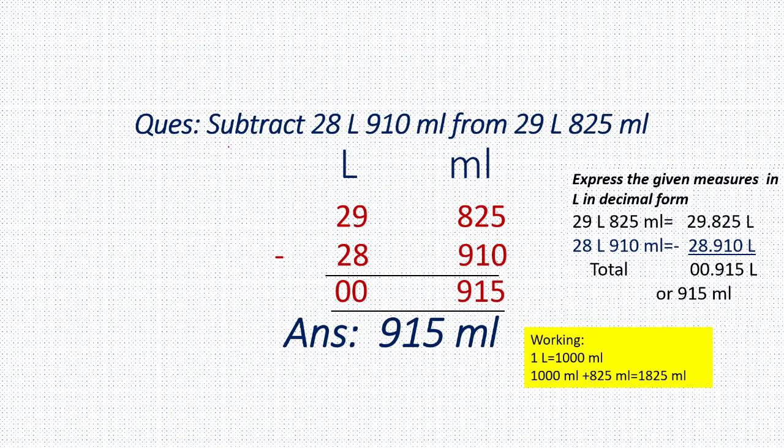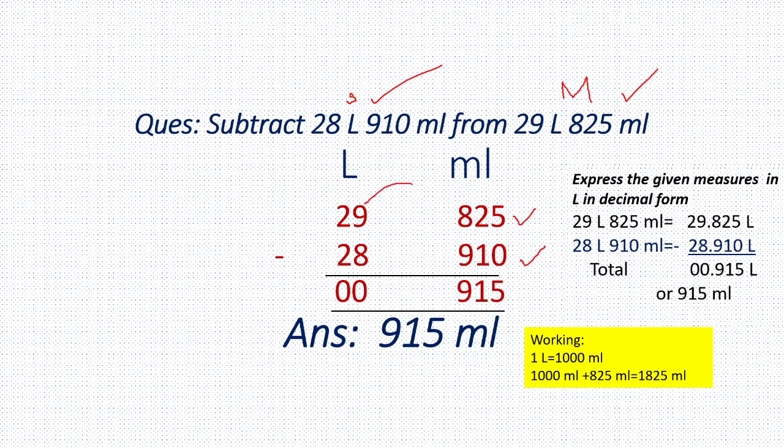Look here children, your question is subtract 28 liter 910 milliliter from 29 liter 825 milliliter. So 29 liter 825 milliliter is your minuend and this one is your subtrahend. Your first step is to write the units. So I have written liter and milliliter over here. After that I have written the bigger capacity, and after that I have written 28 liter 910 milliliter. Now we have to do subtraction. 5 minus 0 is 5, 2 minus 1 is 1, 8 minus 9 not possible.